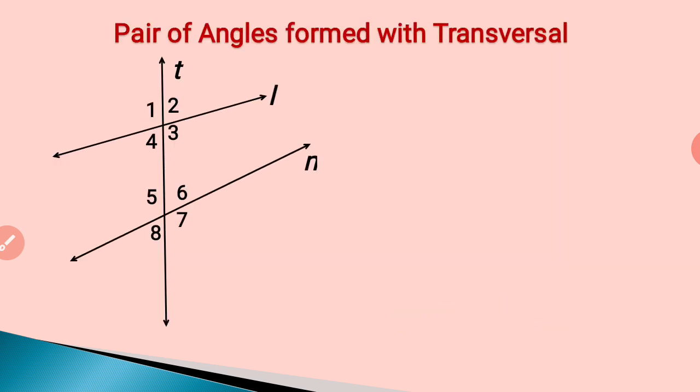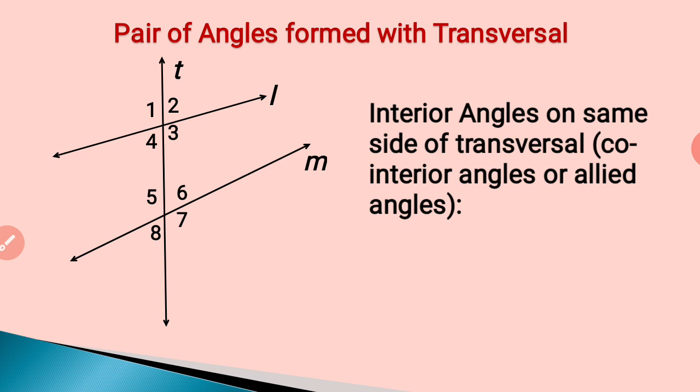Now the next pair of angles, they are interior angles on the same side of the transversal. Interior angles. That means we are now talking about angles 3, 4, 5 and 6 only. Now interior angles on the same side of the transversal. That means either on the left side of the transversal or on the right side of the transversal. So I am talking about angle 4 and angle 5 once, and then I will talk about angle 3 and angle 6. These angles are also called co-interior angles, or they are also known as allied angles. So, angles 4 and 5 form co-interior angles. Similarly, angles 3 and 6 also form co-interior angles.